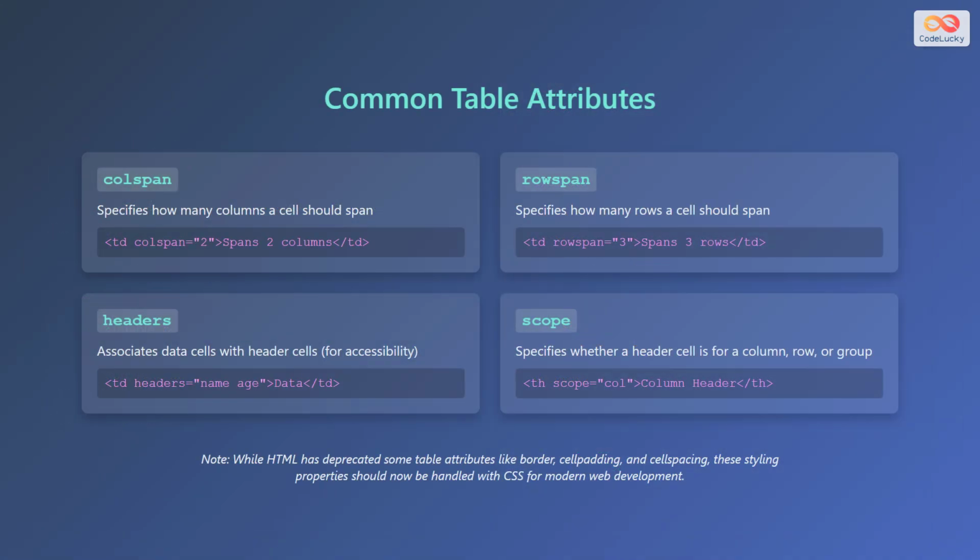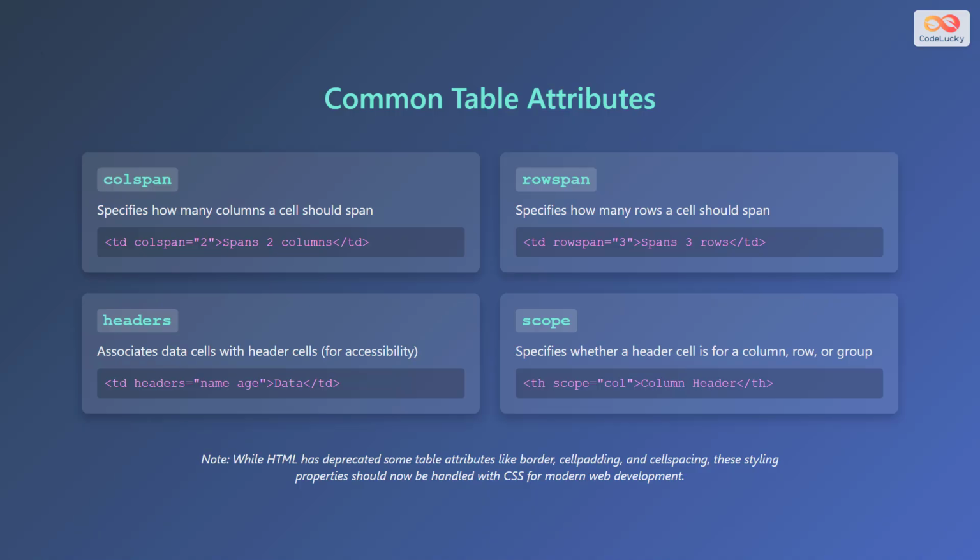Let's explore common table attributes. These attributes allow you to configure the behavior and structure of tables. The first attribute is colspan, which specifies how many columns a cell should span. For example, the code table data colspan equals 2 makes a cell wide as 2 columns. The second attribute is rowspan, which specifies how many rows a cell should span. For example, the code table data rowspan equals 3 makes a cell tall as 3 rows.